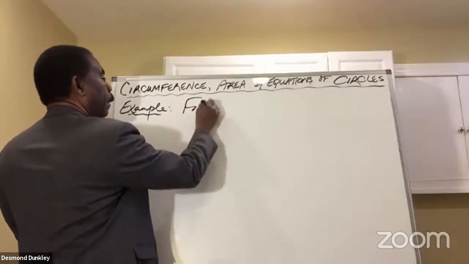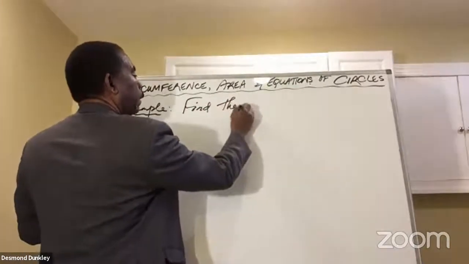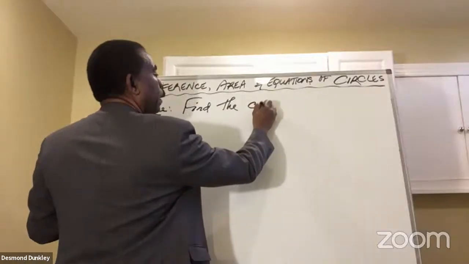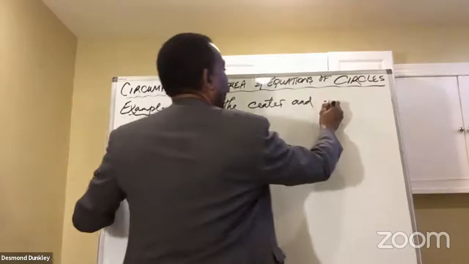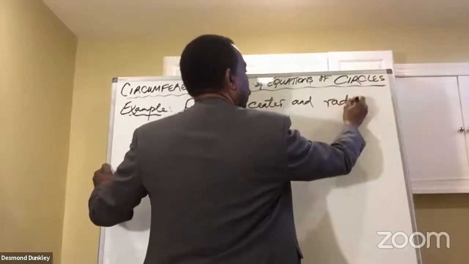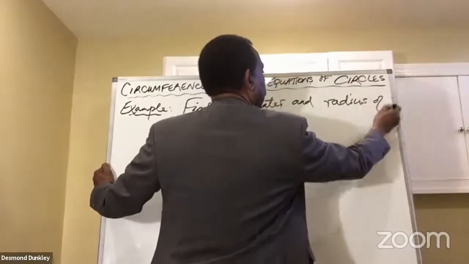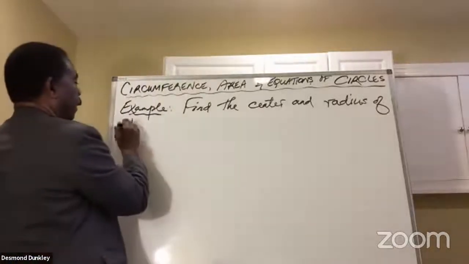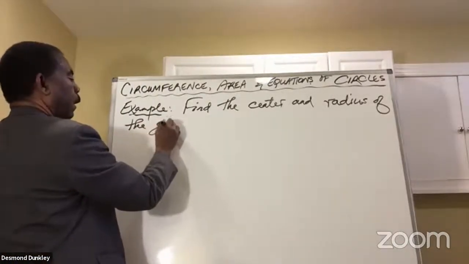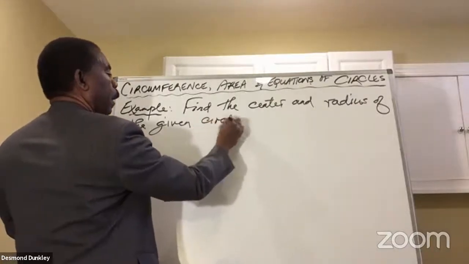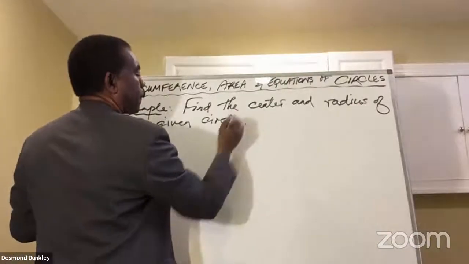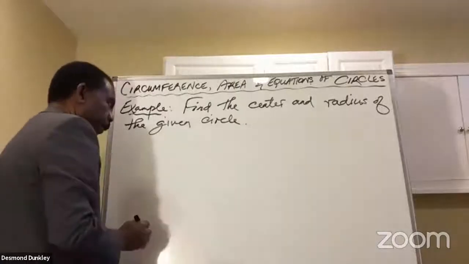Find the center and radius of the given circle. So here we go.